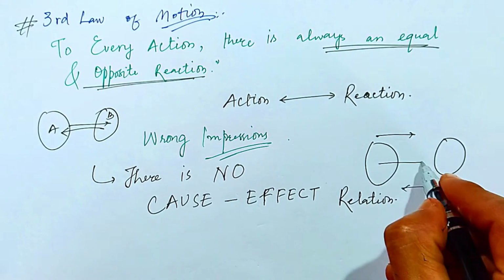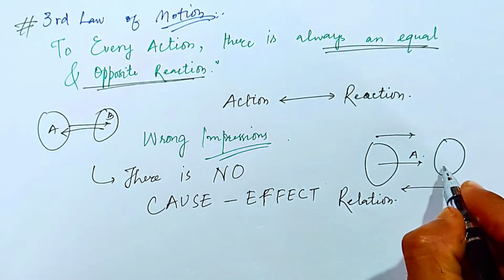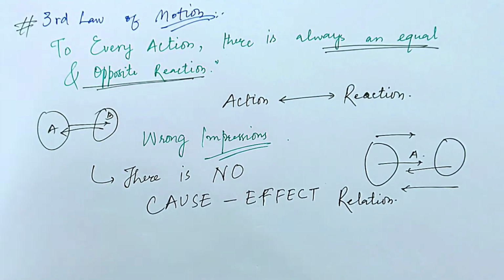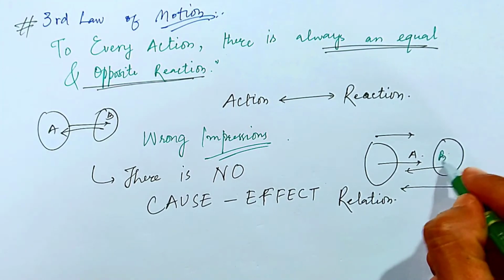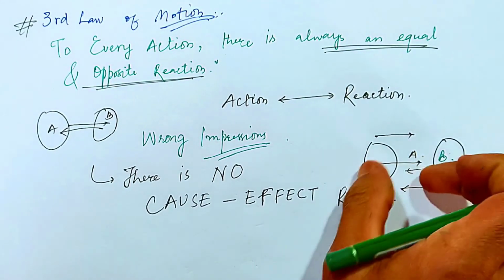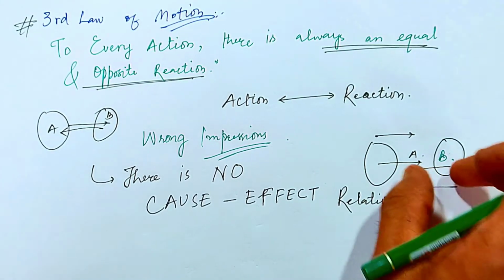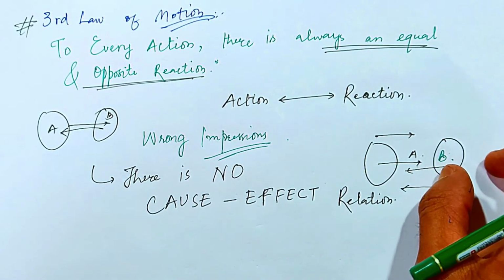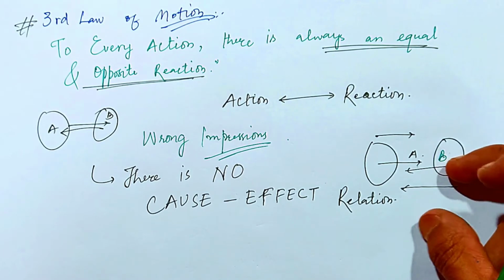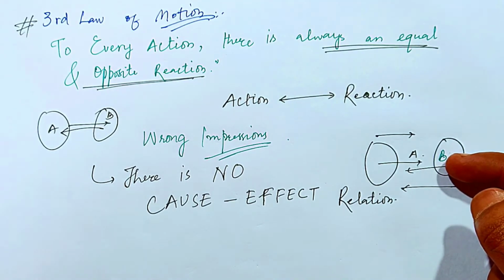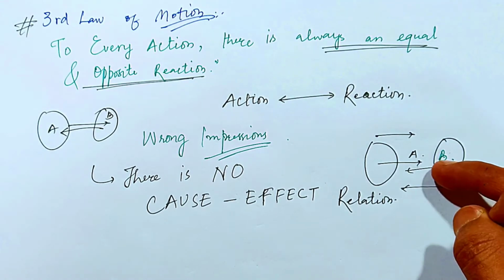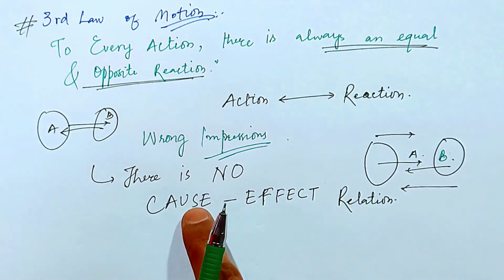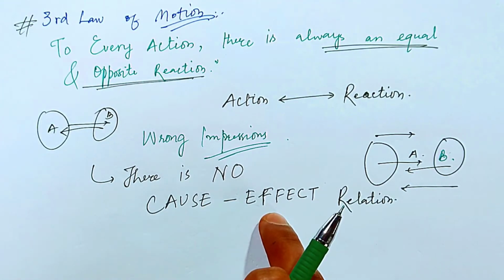If A is generating a force on B, that is why B is generating the same force in the opposite direction. No, it is not due to the effect of A, nor due to the cause of the force of A on the body B. It is not that the force generated by body B is an effect of it. It is not a cause-effect relation.